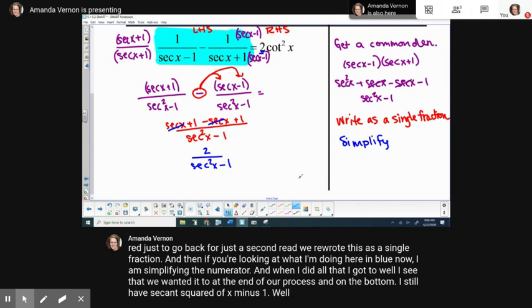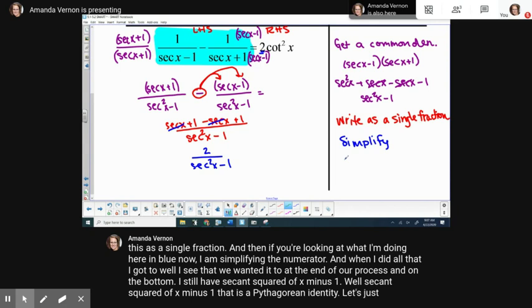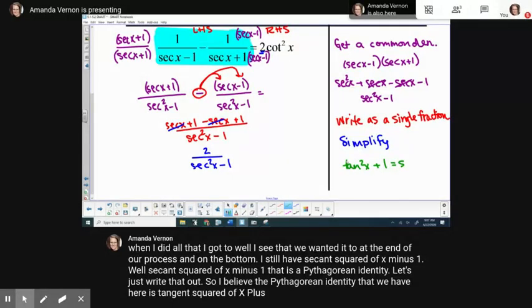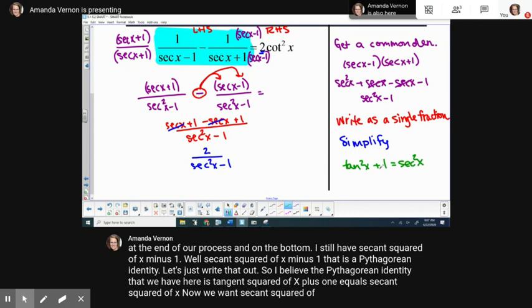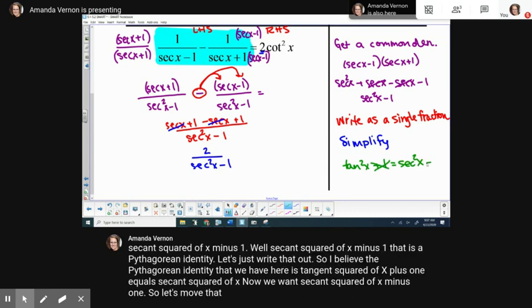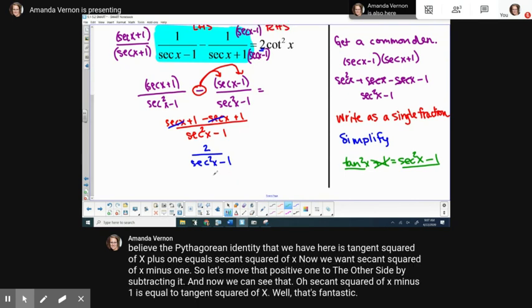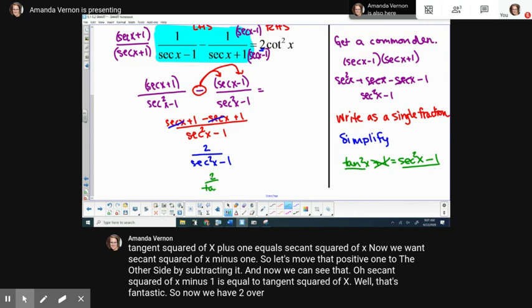Well, secant squared of x minus 1, that is a Pythagorean identity. Let's just write that out. So I believe the Pythagorean identity that we have here is tangent squared of x plus 1 equals secant squared of x. Now, we want secant squared of x minus 1, so let's move that positive 1 to the other side by subtracting it. And now we can see that secant squared of x minus 1 is equal to tangent squared of x. Well, that's fantastic. So now we have 2 over tangent squared of x.